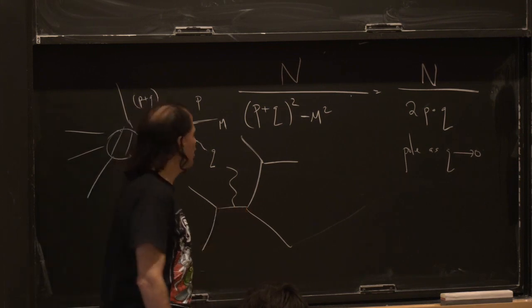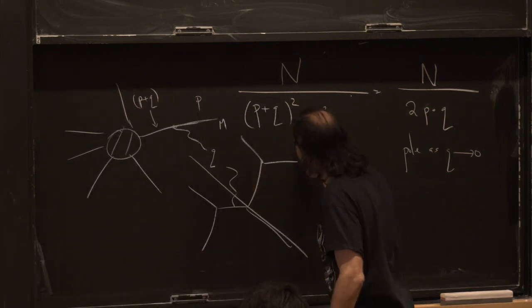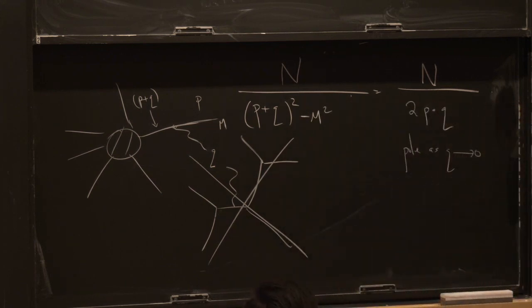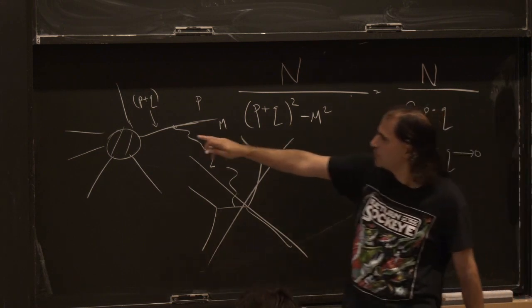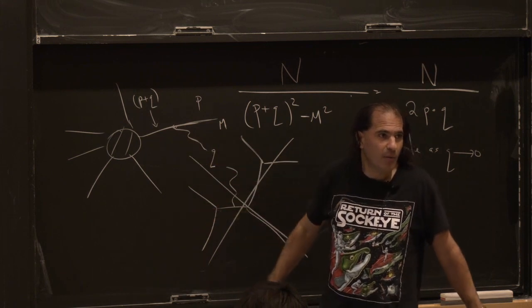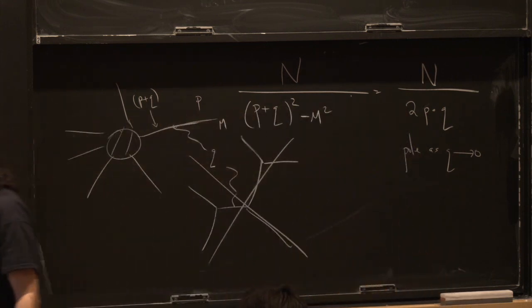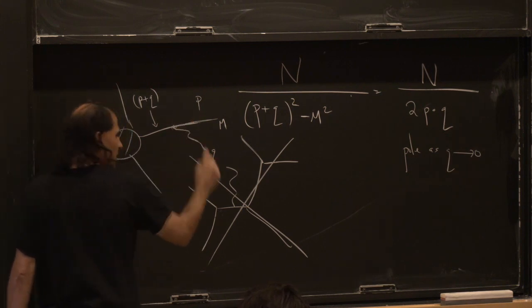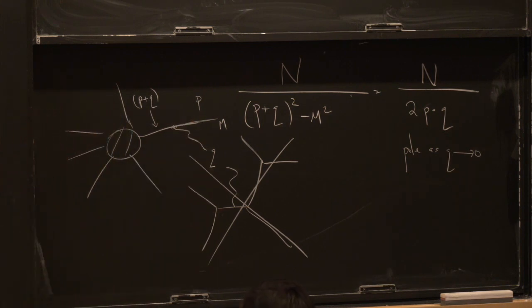In the soft limit, you get to forget about all these complicated diagrams where the photon is coupled to the internal legs, and you only care about the diagrams where it's coupled to the external ones. Now, we don't even have to know about Lagrangians, Feynman rules, anything like that. Let's just ask, what is the biggest this amplitude can possibly be? How big can I possibly make it?